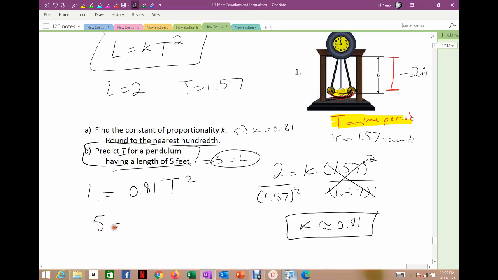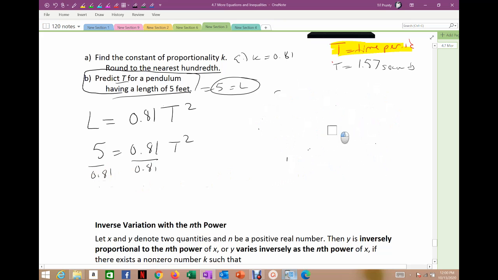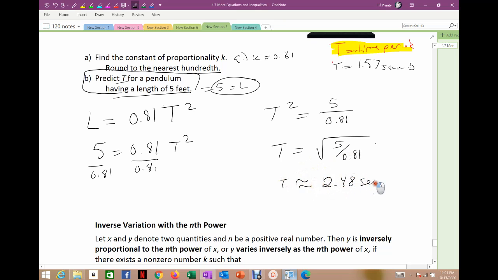Well, I plug the 5 in. So 5 equals 0.81 t squared. Don't forget it's t squared. That's important. All right, so I'm going to leave it exact. I'm going to erase this and write my work over here. And so t squared, the period it takes the pendulum to swing back and forth, is 5 divided by 0.81. And then I've got to remember to take the square root. Since it's time, I don't have to do plus or minus. I know time always comes out positive. And so that's exactly what it is. And then I'll find the approximate answer. It comes out to 2.48 seconds.